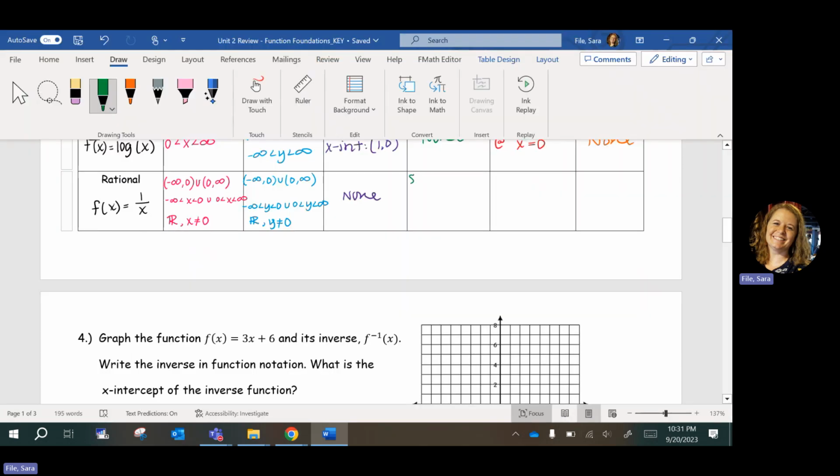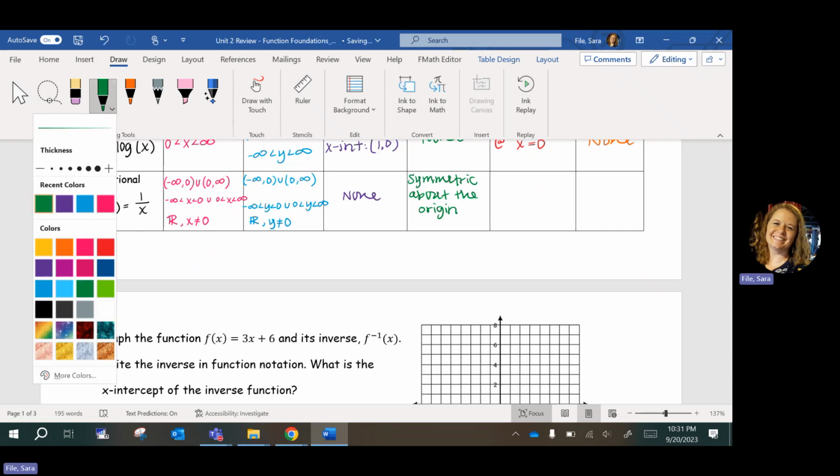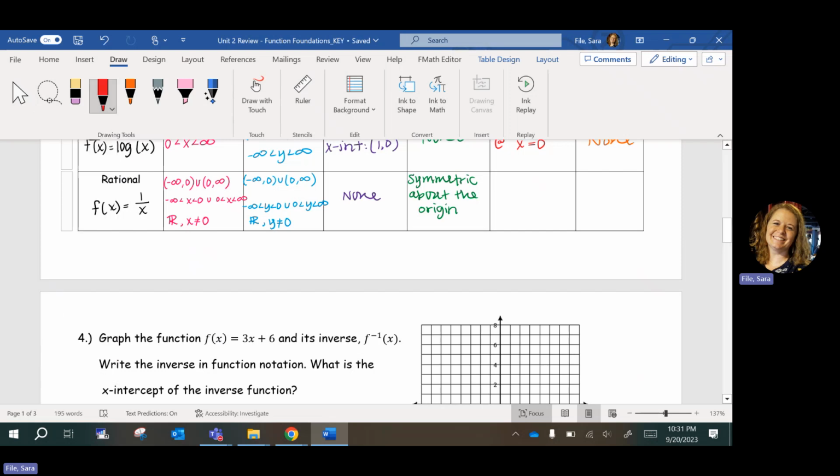So symmetric about the origin, okay, which was the same as the cubic and cube root function. And then I'm going to abbreviate horizontal asymptote, HA, and vertical asymptote, VA, because it has both.